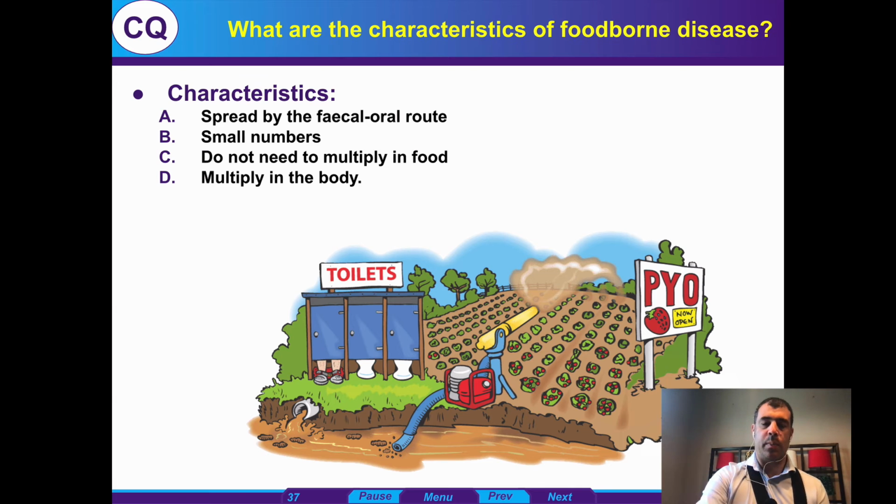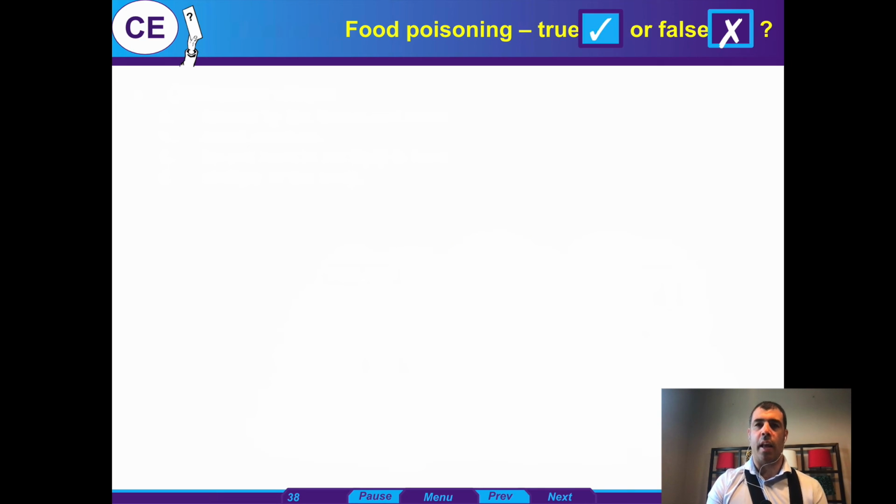And so they multiply in the body. That's why they make people sick. And this is the main difference between a bacteria and a virus, is that the viruses will multiply in the body and the bacteria will multiply in the food. It will take a very large number of bacteria to make people sick and a small number of viruses. Remember that viruses, and we see it now with the COVID, can survive on surfaces too.